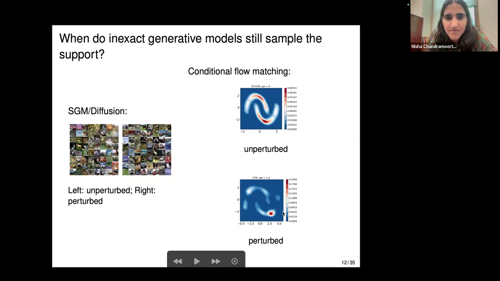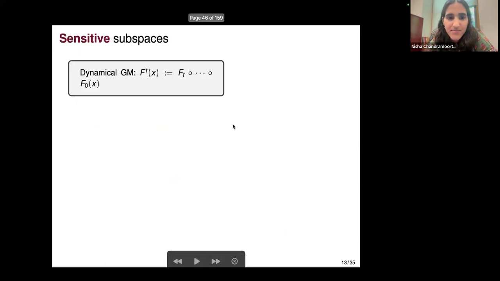You can't tell that the support is this by looking at the perturbed distribution. Okay. So naturally, we want to ask the question, so clearly these two generative models are doing different dynamics. So is there something about the dynamics that leads to robustness of the support under perturbations in one case and not in the other?